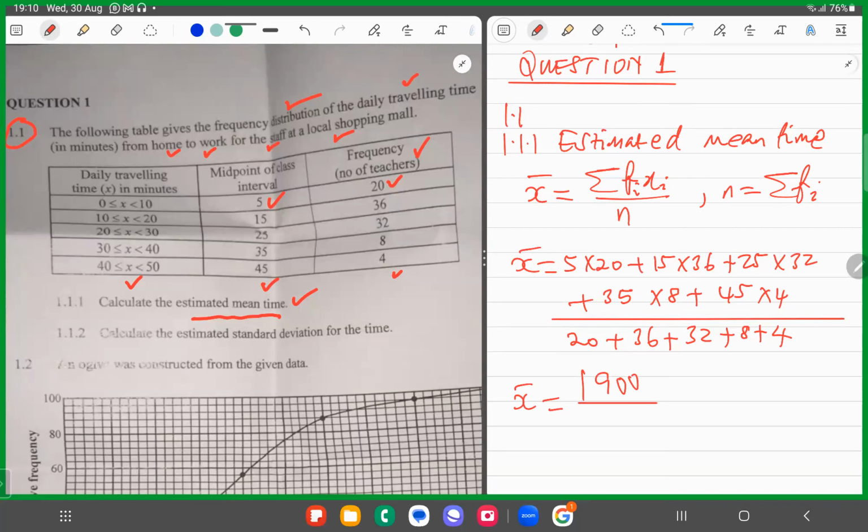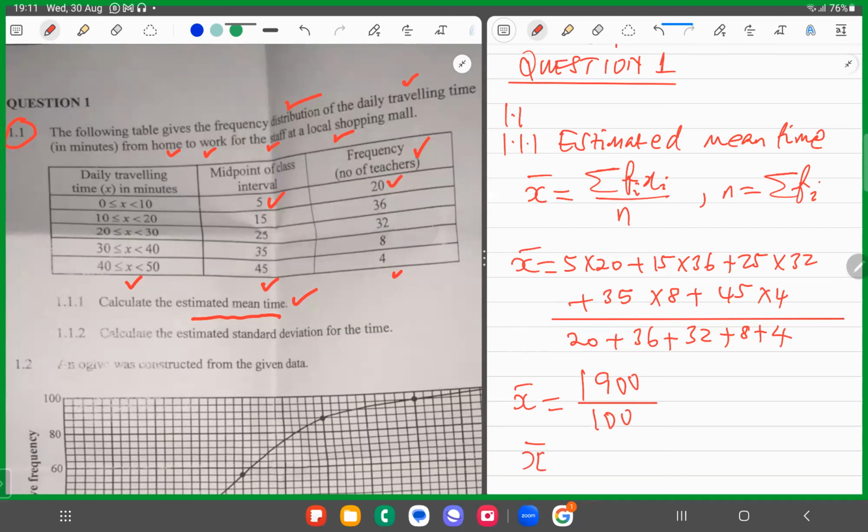You divide everything by, so you have 5 by 20, then you have 15 by 36, you have 25 by 32, you have 35 by 8, you have 45 by 4. And then you have 20 plus 36 plus 32 plus 8 plus 4. And what is the result? Okay, this is giving 100.